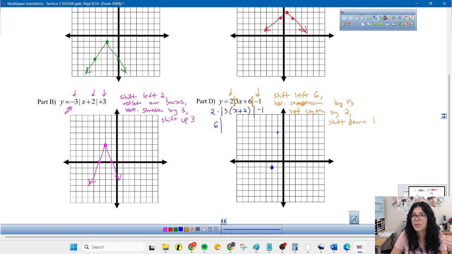Having trouble making a straight line there. Let me use my line tool. Okay. And then up 6 to the left 1 for the left side. And that is your V shape.